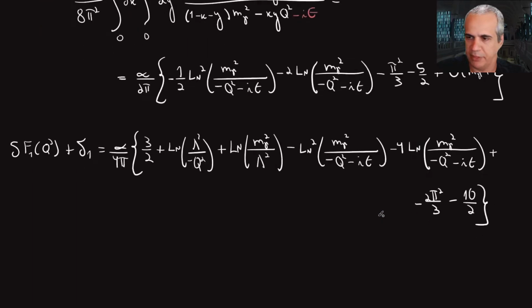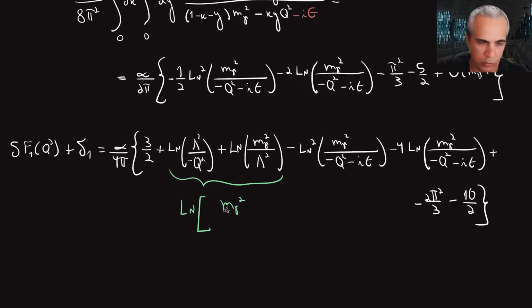Now you can see that the UV regulator goes away because I'm adding the counter term. So this becomes just the log of m gamma square over minus q square minus i epsilon. By the way, I had to put an i epsilon here to be consistent with the second part, right? Where I put i epsilon everywhere. And now I can actually take the limit of this epsilon going to 0.